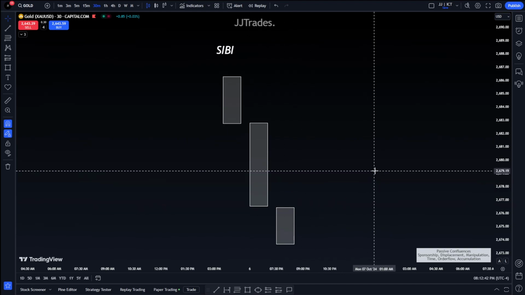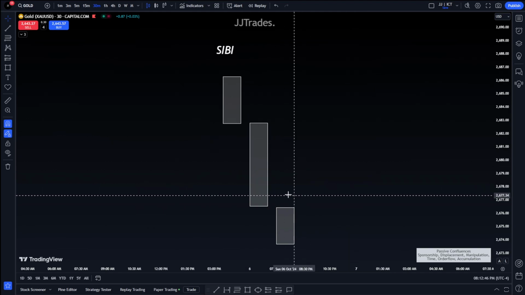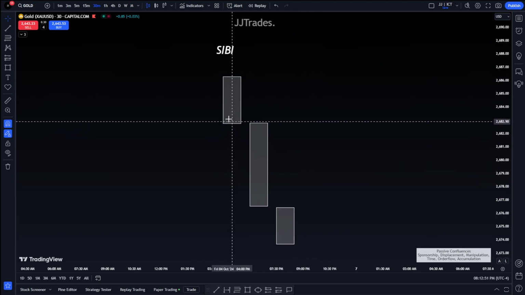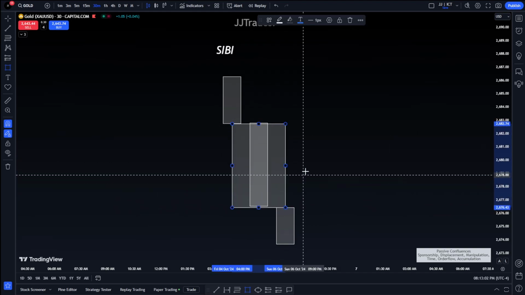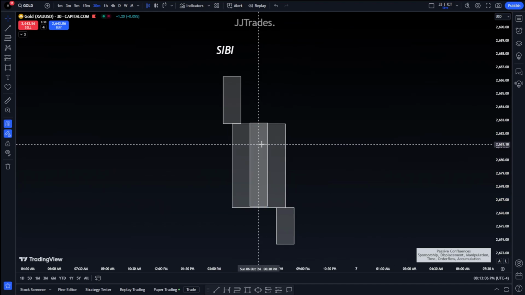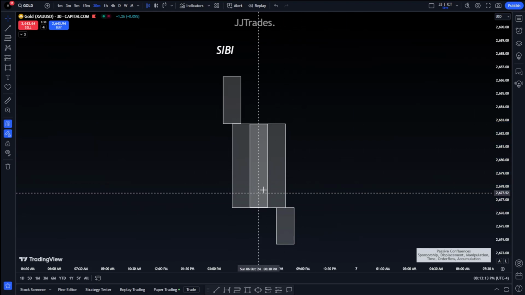So where is the fair value gap? The fair value gap, the SIBI, forms, like I said, with 3 candles. That's why there's 3 candles here. From the first candle's low, so right here, we're going to draw it, to the third candle's high. If those don't meet, the candle in the middle, I guess you can call it the middleman, is what actually creates the gap. That thing in the middle creates the gap.